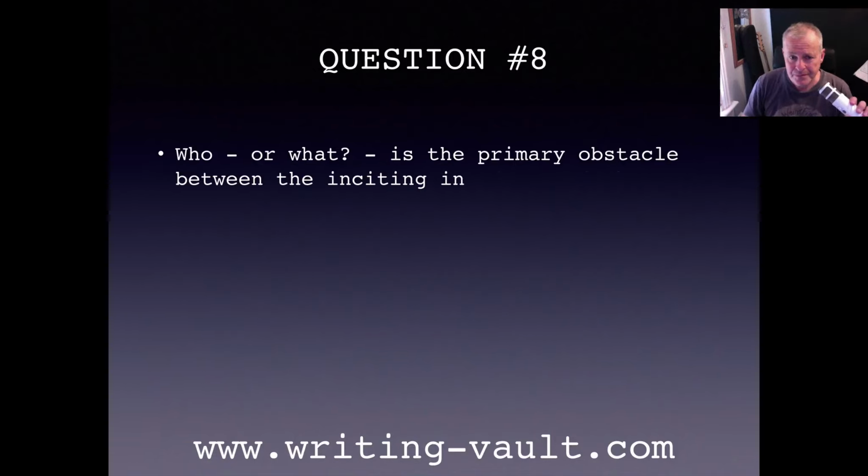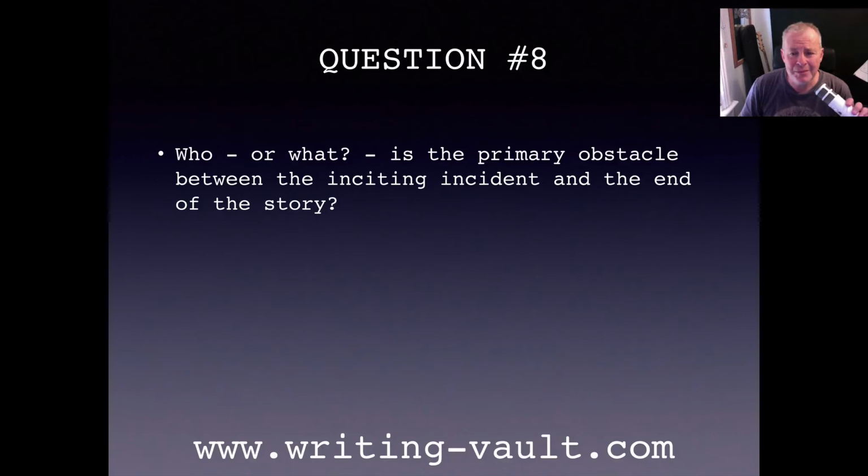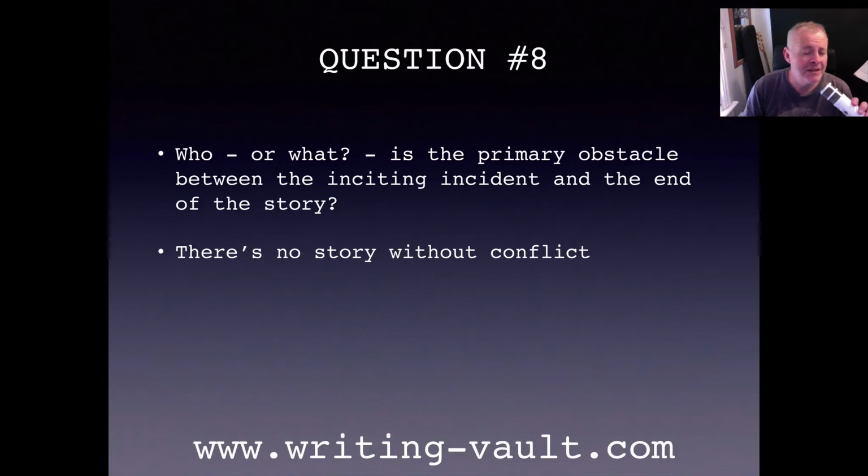Question 8. Who or what is the primary obstacle for the main character to stop them getting from the inciting incident to the end of the story? So no story exists properly without conflict. If you have a story where someone's killed, the detective turns up at the scene and he's like a superhero version of Sherlock Holmes, and he looks at the crime scene and goes, oh yeah, that was Mr. Jones 3 doors down the block because of this and this. There's no story there because there's no conflict.